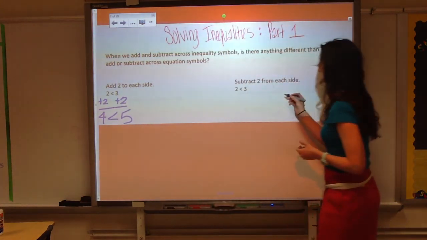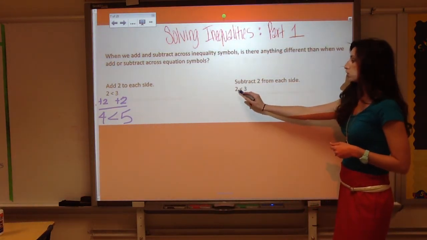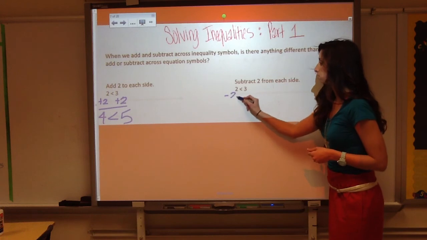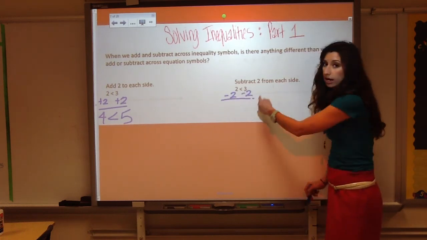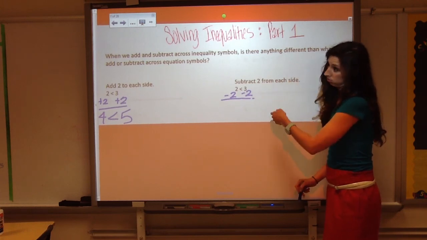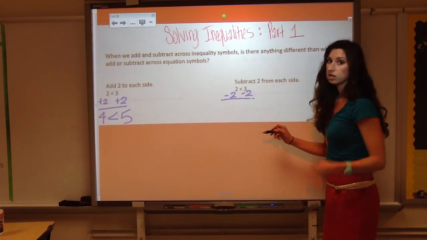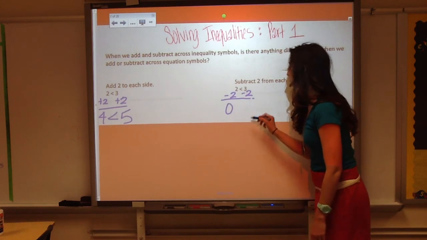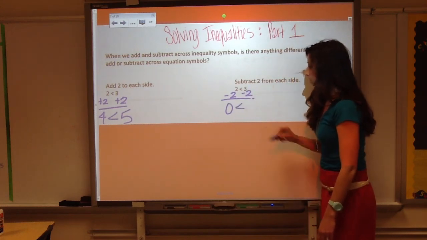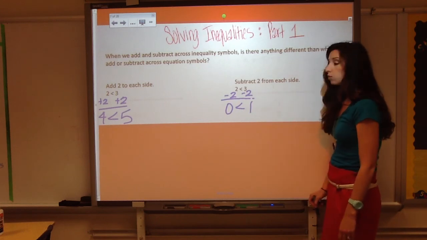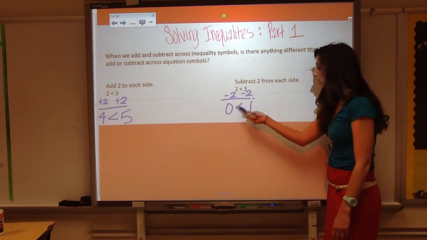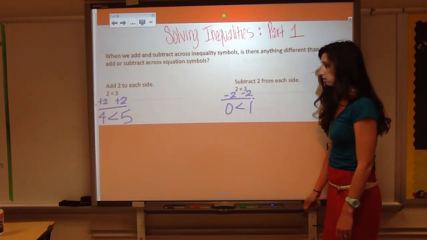Okay, so let's take a look at subtraction. If we subtract 2 from both sides, so minus 2, make sure you are writing this in your notes. Do so now. 2 minus 2 is 0. Bring down your sign. It's also less than. 3 minus 2, which is 1. Well, let's double check. Is 0 less than 1? Yes.